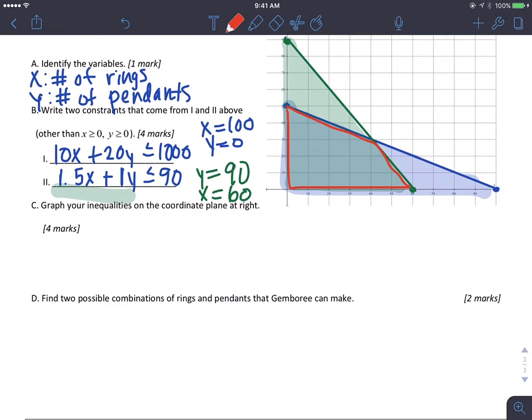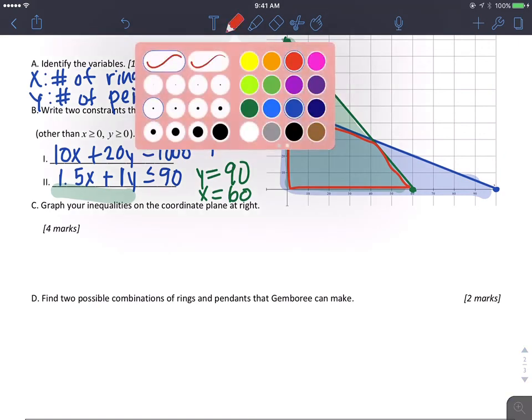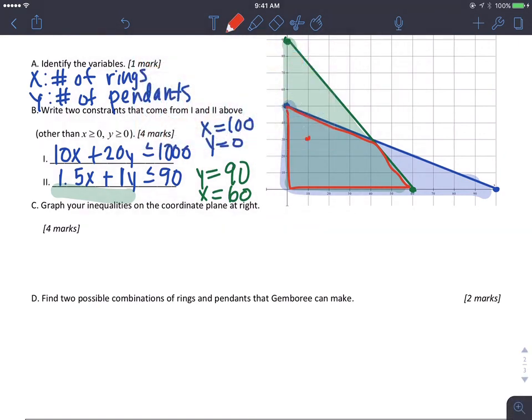So we did part C, we graphed it. Now, part D: find two possible combinations of rings and pendants. Well, you can pick any 2 points. There are a lot of points in here. You can even pick one on the edge because they're solid lines. So just pick any 2 points, and that is your answer for D. So I'm going to say this one on the edge, (40, 30). And then how about this one? (30, 20).